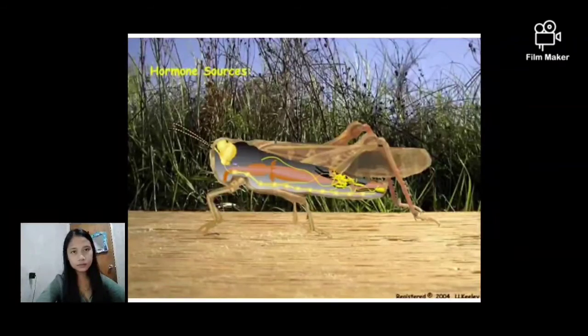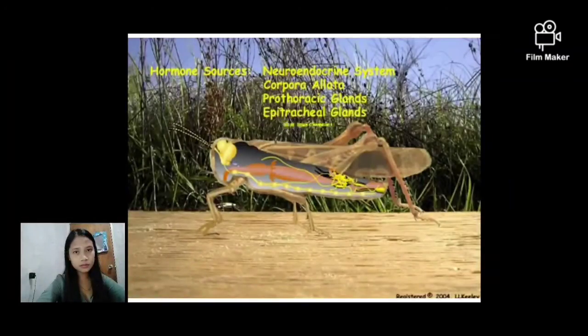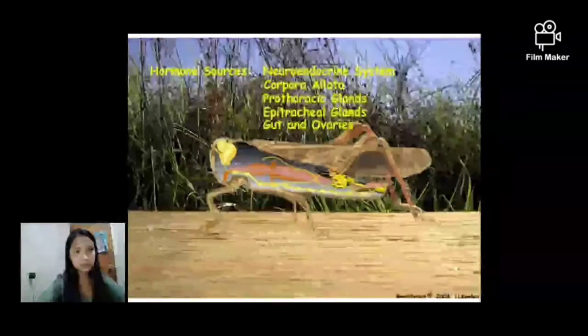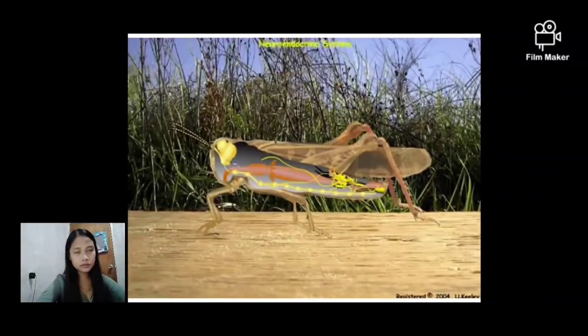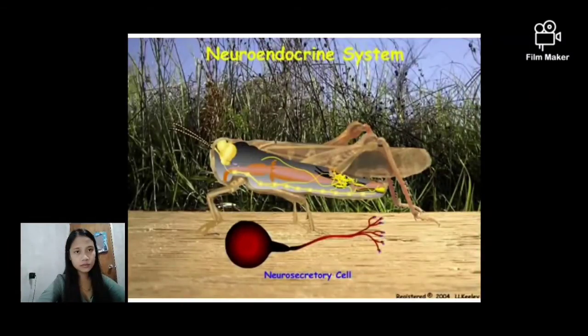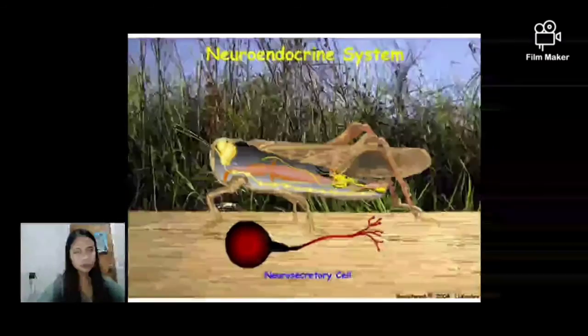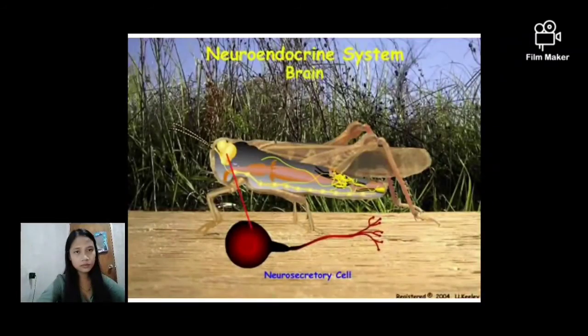Hormonal sources in insects include the neuroendocrine system, the corpora lotta, the prothoracic glands, and epitracheal glands. Other endocrine cells are also found in the gut and ovaries. The neuroendocrine system consists of nerve cells that secrete hormones. Neurosecretory cells are located mainly in the brain, the ventral nerve cord, and the corpora cardiaca. They are also found in association with other nervous tissues located throughout the body.